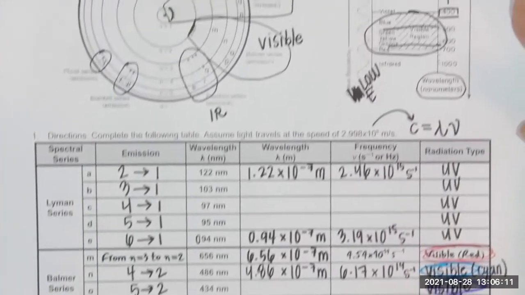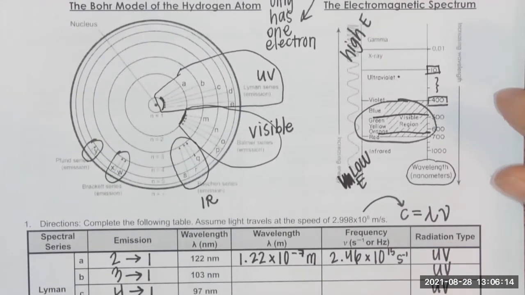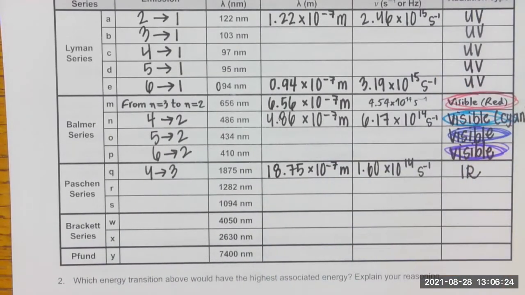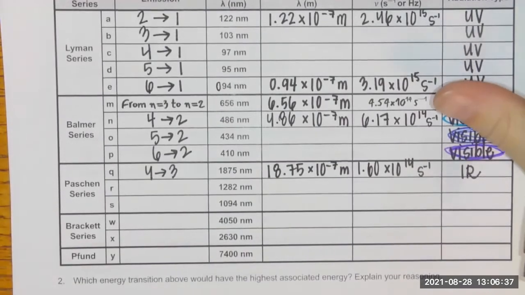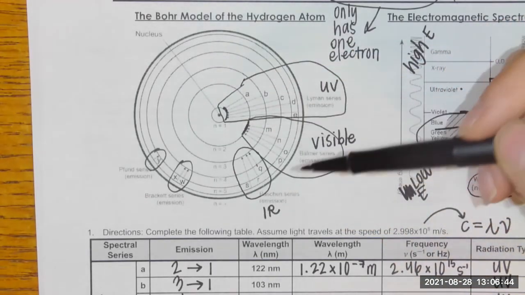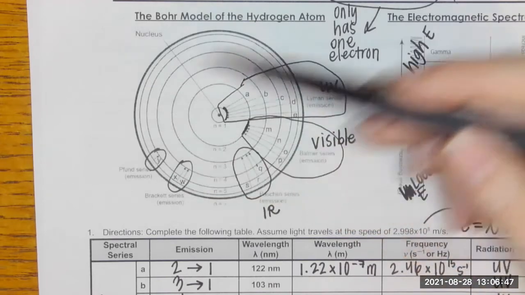1875 corresponds to the whole rest of the chart here, all the way that we're just going to focus on there. It's going to be infrared. So your task will be to fill in the rest of this table. And then the questions below, which energy transition above would have the highest associated energy? So which of these lines out of all of them, A, B, C, D, E, M, N, O, P, Q, R, S, all of them.